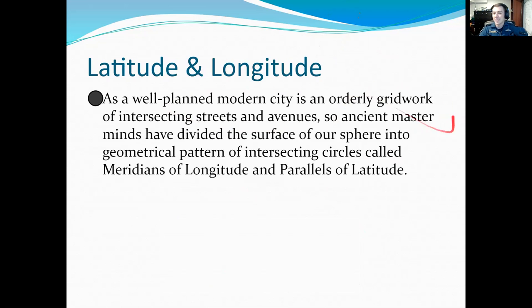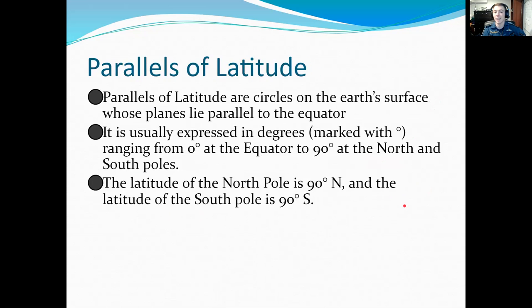A well-planned modern city ends up with a grid work. Grid works are obviously good, because they're easy to identify and to navigate around. So we end up with meridians of longitude, and we have parallels of latitude. Easiest way to remember this is lat is flat, latitude is flatitude, however you want to say it. Latitude is just flat, it's horizontal.